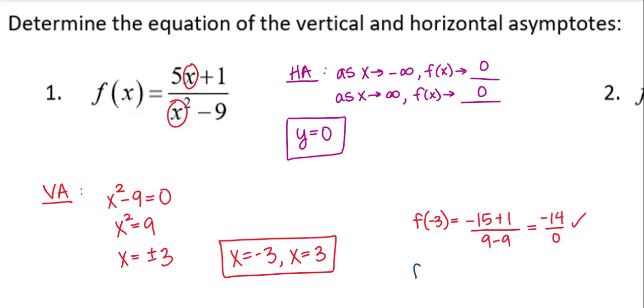And I could do the same thing with f of 3 and say that that's 5 times 3, which is 15, plus 1, over 3 squared, which is 9. Again, I knew the denominator was 0. 15 plus 1 is 16. 16 divided by 0 is undefined, so that is most likely a vertical asymptote. And we saw that graphically.